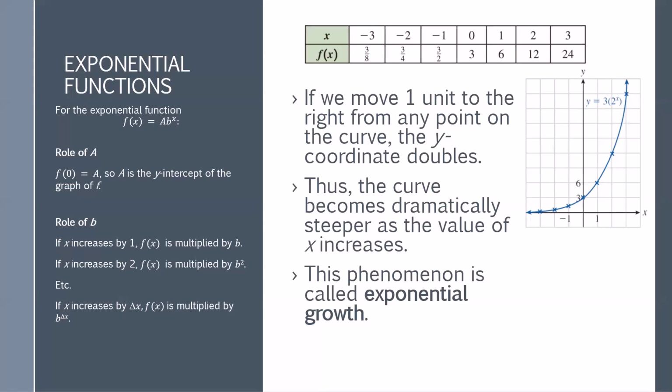For the exponential function f of x equals a b to the x, both a and b play a crucial role. The role of a: f of 0 is equal to a, so a is the y-intercept of the graph. The role of b: if x increases by 1, f of x is multiplied by b. If x increases by 2, f of x is multiplied by b squared. So if we carry that on, then if x increases by delta x, f of x is multiplied by b to the delta x.